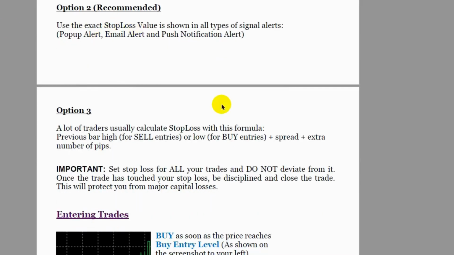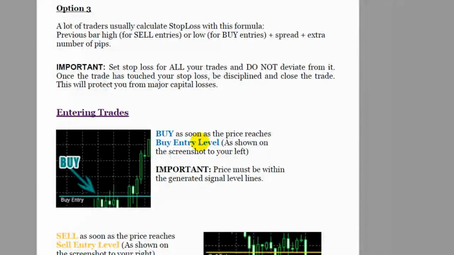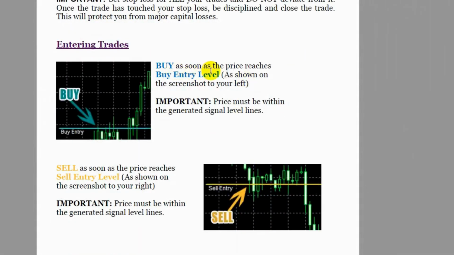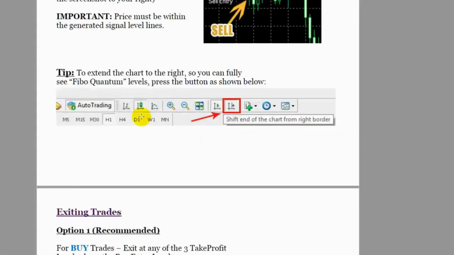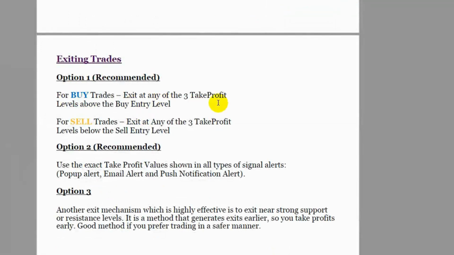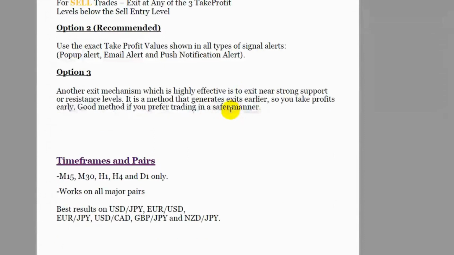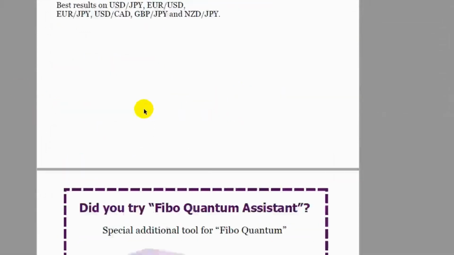There's different options you can do. I'm using the default settings when you see the chart. Entering trades, buy as soon as the price reaches the buy entry level, which is right here. Sell as soon as price reaches the sell entry level, as you can see right there. And you see it's coming down, and this is coming up into it. Exiting trades, you've got take profit targets. Perfect, like those. And time frames, and what pairs to use.